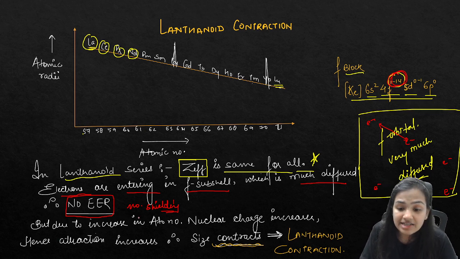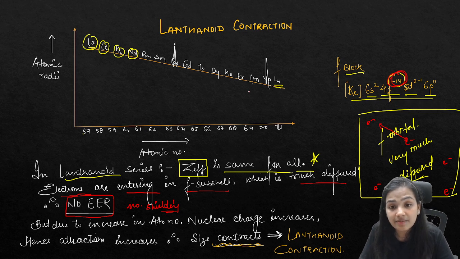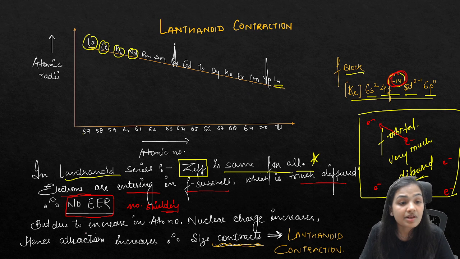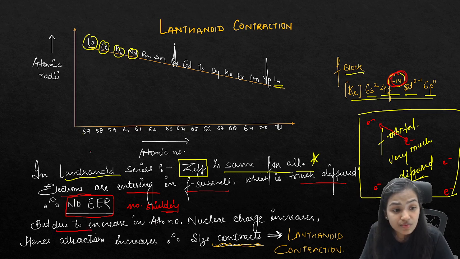But what is happening then? Why is the size decreasing? If the Z effective is the same for all, then why is the size decreasing? Guys, the size is decreasing because as we move from left to right, the atomic number increases.